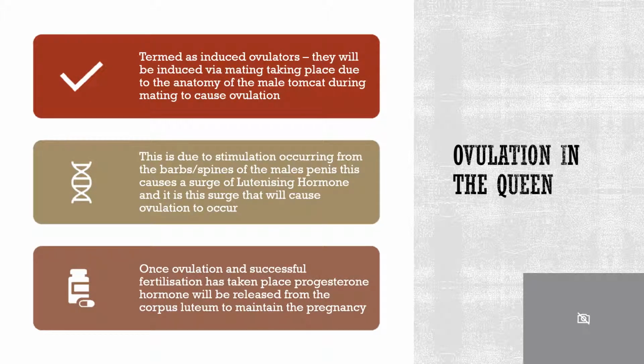Ovulation in the queen. Queens are termed induced ovulators. Ovulation will be induced by mating taking place, and this is due to the anatomy of the male tomcat. During mating, stimulation occurs from the barbs or spines of the male's penis. This causes a surge of the luteinizing hormone, and it is this surge that will cause ovulation to occur. Once ovulation and successful fertilization have taken place, progesterone hormone will be released from the corpus luteum to maintain the pregnancy.